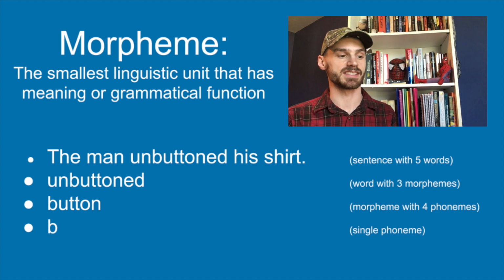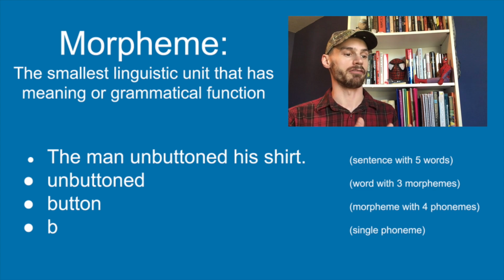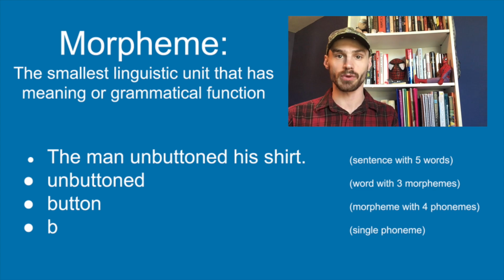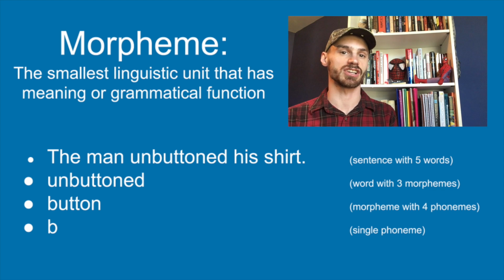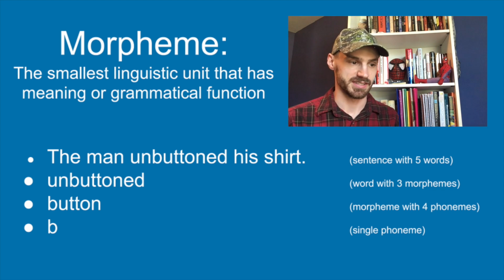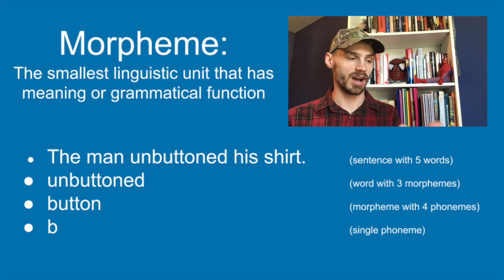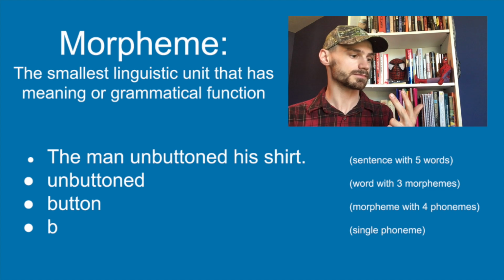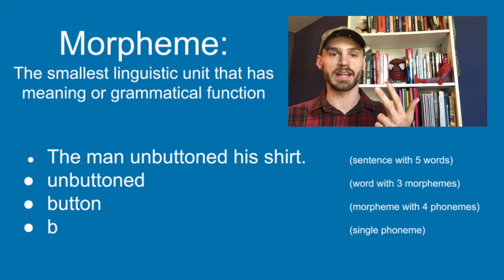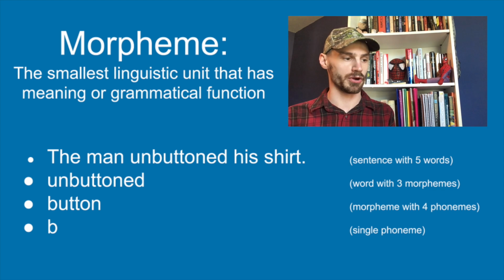That sentence is made up of 5 words, okay? Each one of those words has meaning. So let's look at one of those words. Unbuttoned. This is a meaningful word, and this word is made up of 3 morphemes: un, button, and the past tense ed. So we can break this word down further into meaningful portions. Let's break it down into button, and take that one morpheme.